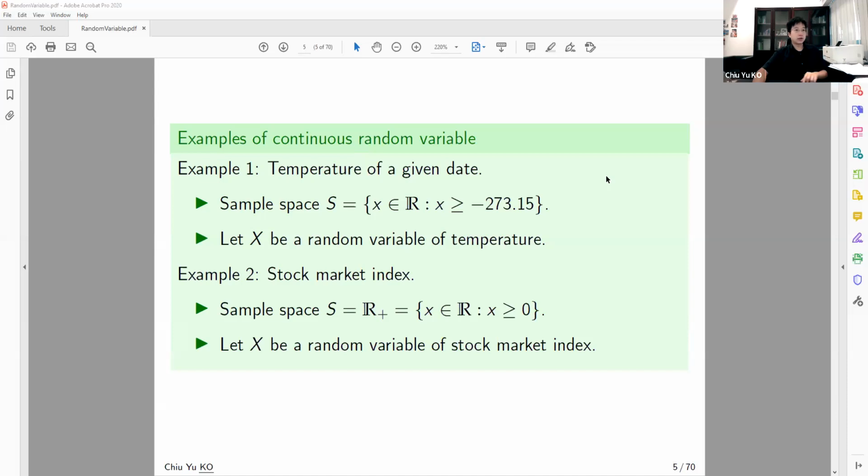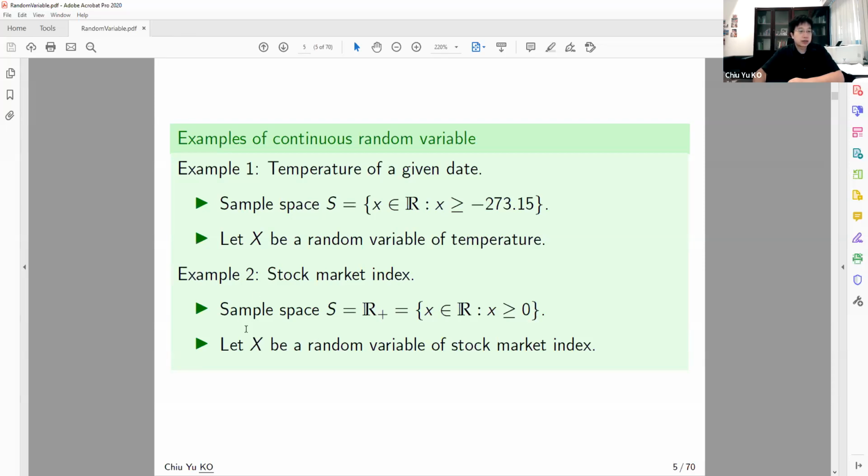Another example is a continuous random variable, where you allow the number to take more than countable numbers. So here, the temperature is above absolute 0. Then any temperature actually is feasible. Anything is fine. You pick any number, anything in the middle is also fine, so it's continuous. Same as stock market index. Any number from 0 to any number is okay.